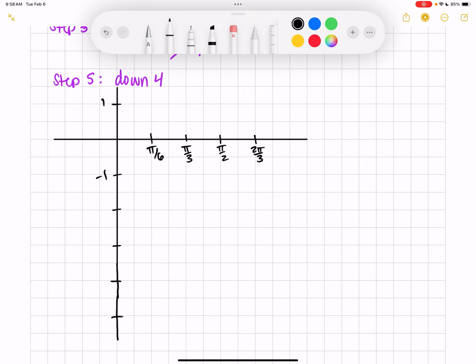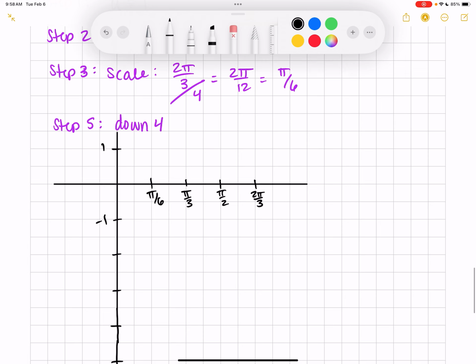Okay, so this is a sine graph. It starts where? 0. So I start here, goes up, comes down to 0, down to -1, and back up.